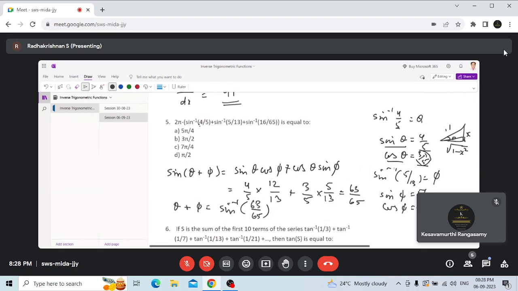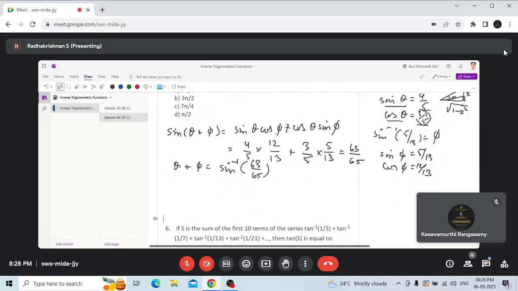Similarly, here sin inverse of 5 by 13 equals phi. So sin phi is 5 by 13, cos phi is 12 by 13. So sin of theta plus phi will be sin theta cos phi plus cos theta sin phi. We know all these things, so it is 63 by 65. Therefore, theta plus phi is equal to sin inverse of 63 by 65. Did you follow? Yes, sir.